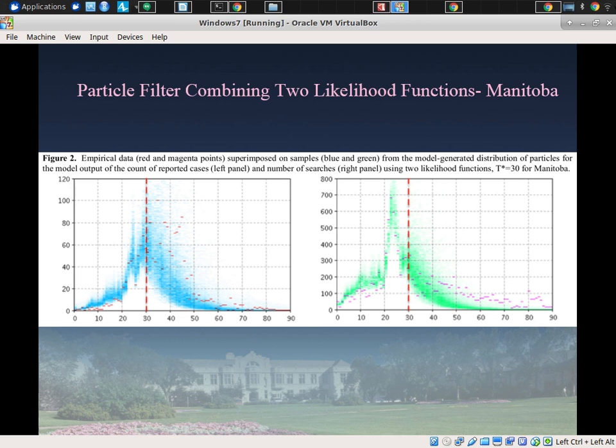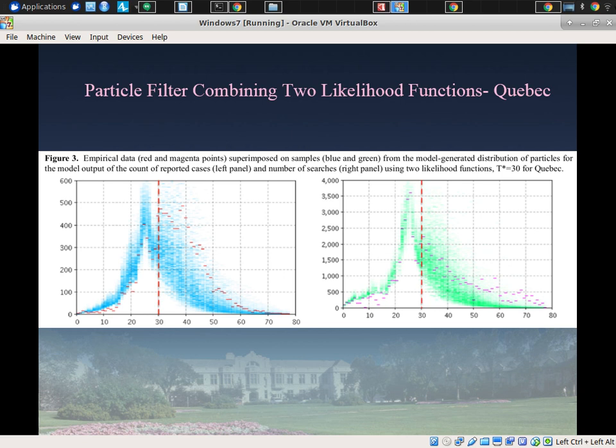And you can show statistically, if you have a higher variance data source and a lower variance data source, you don't throw out the high variance data source. You combine them in a weighted way. And that's a bit reflective of what's going on. Same story, by the way, with Quebec. This is not a one-hit wonder sort of thing.